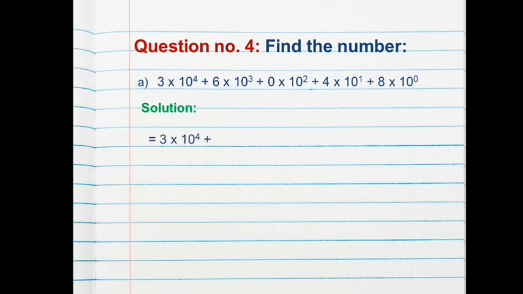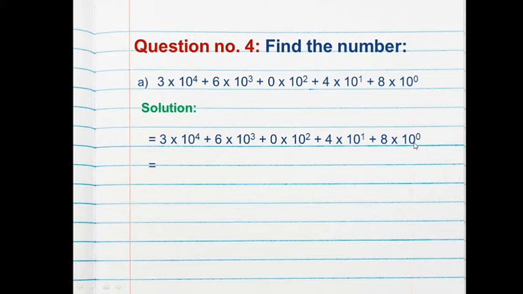First, what is given, that we will write: 3 into 10 raised to the power 4 plus 6 into 10 raised to the power 3 plus 0 into 10 raised to the power 2 plus 4 into 10 raised to the power 1 plus 8 into 10 raised to the power 0. So here 10 raised to the power 4 means 10 will be multiplied by itself 4 times, and it will become 10,000. Here 10 raised to the power 3 means 10 is multiplied by itself 3 times, which is nothing but 1000. 10 raised to the power 2 means 10 into 10, which will be 100. And here 10 raised to the power 1 means 10 only, and 10 raised to the power 0 is 1 according to the law.